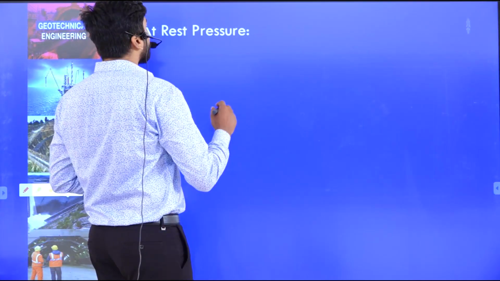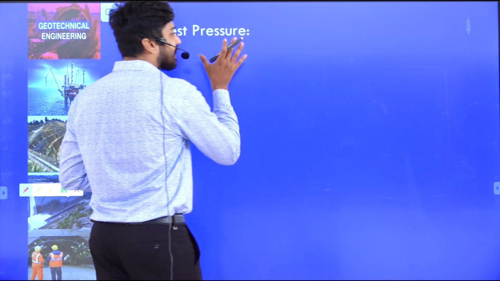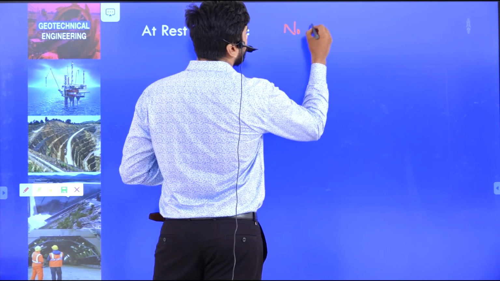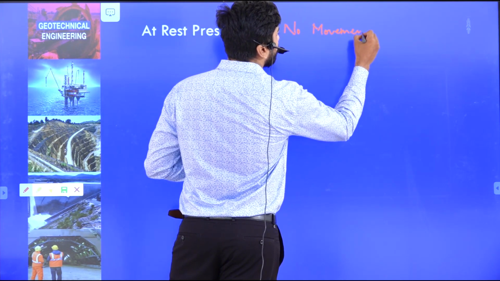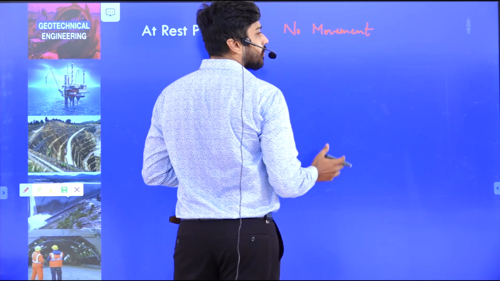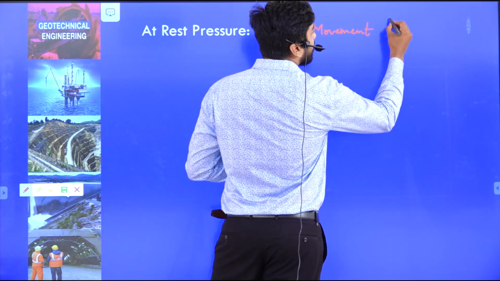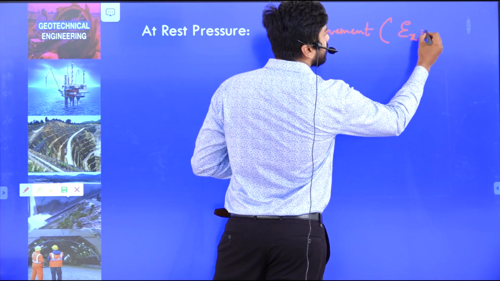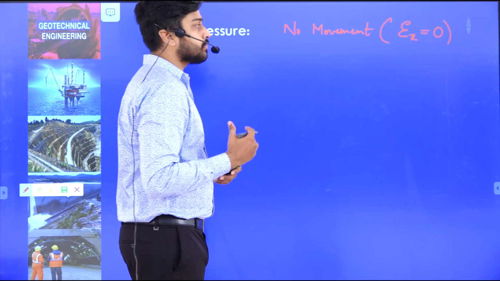Now considering the lateral earth pressure case, when it is at rest condition, there is no movement. When there is no lateral movement, the strain along the lateral direction is 0. So let us say epsilon x is 0, that means the strain along that particular direction is 0.